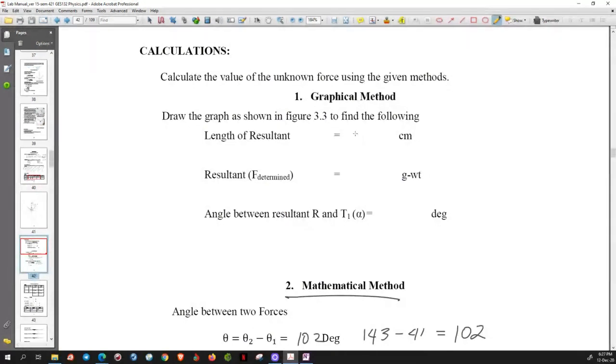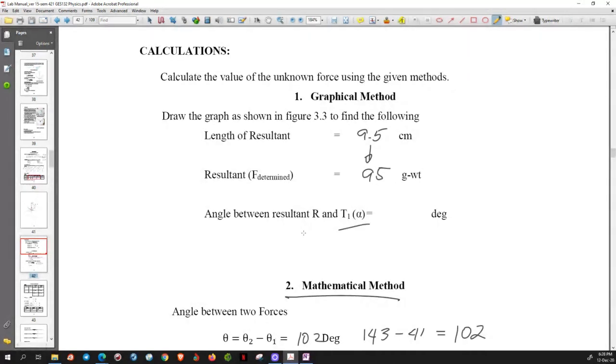You will go back and write it here. So for example only, just as an example, okay? Let's say that it's 9.5 centimeters. How do you change it into gram weight? Just like the scale, divide by 10, we do it in reverse. Multiply by 10, this becomes 95 gram weight, okay?